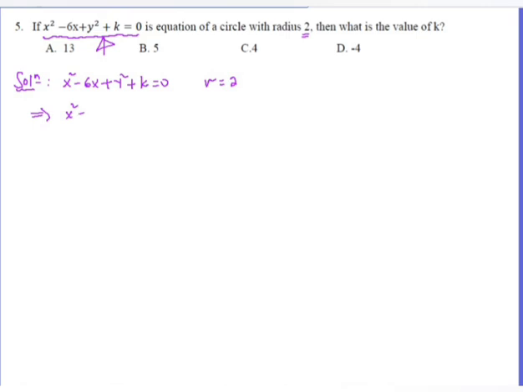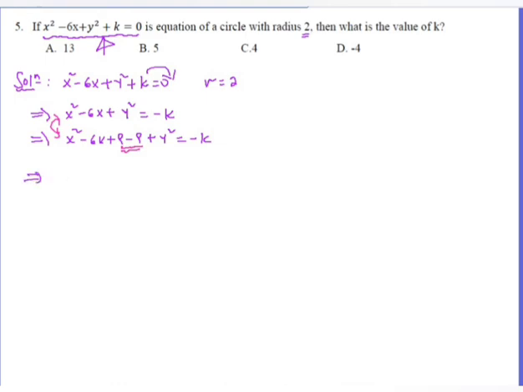So this becomes x squared minus 6x plus y squared is equal to minus k. We need to take this to the right. So using the completing square method, this can be written as x squared minus 6x plus 9 minus 9 plus y squared is equal to minus k. Here I did nothing except adding 0 to the original equation. There is no difference between these two equations, because in the second I added only 0. So the equation is unchanged.